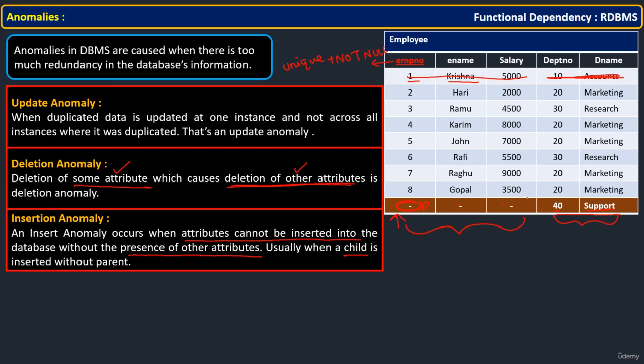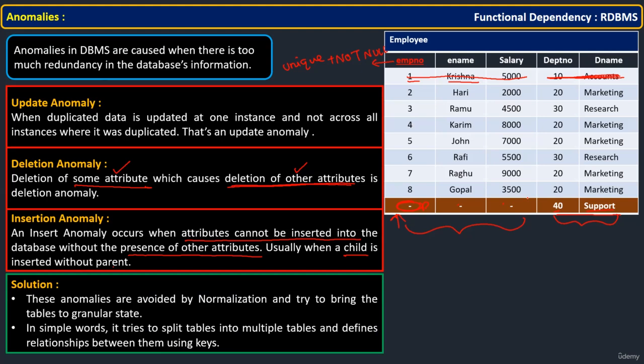Whenever you have this kind of situation, of course, we have a solution in the form of normalization. So that is the solution, let us just broadly try to understand here. These anomalies are avoided by normalization. It tries to bring the tables to a granular state. That means we are dividing this table into small pieces. In simple words, it tries to split the table into multiple tables and define the relationship among these tables by using keys.